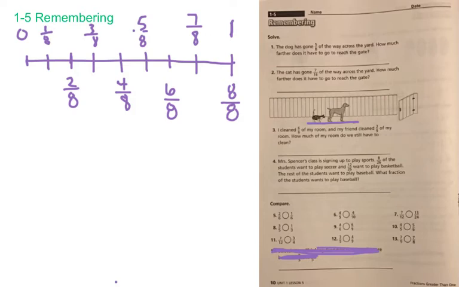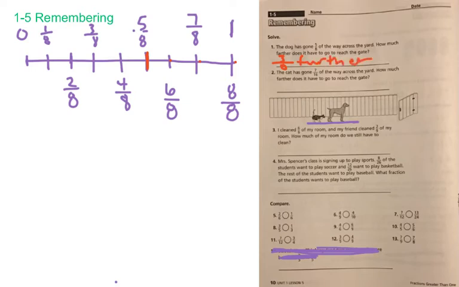It says the dog has gone 5/8 of the way across the yard. So let's find 5/8. Well, 5/8 is right here. So the dog has gone 5/8 of the way across the yard. How much farther does it have to go to reach the gate? Well, we can just count our tick marks on our line, and it needs to go 1, 2, 3/8 of the way further. So 3/8 further.